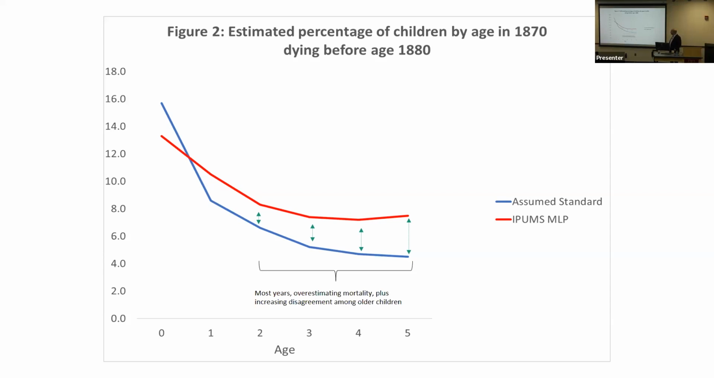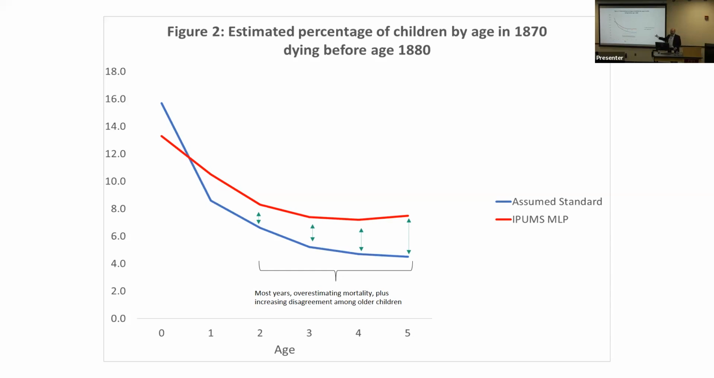We also tend to overestimate mortality in most years. What we've been interpreting this to mean is that when we can't make a link, they're dead. These kids are probably out there somewhere alive, and we've just overestimated the mortality because we couldn't link them. It makes sense that the older ones are harder to link because they may have left home by the time they're 14 or 15.